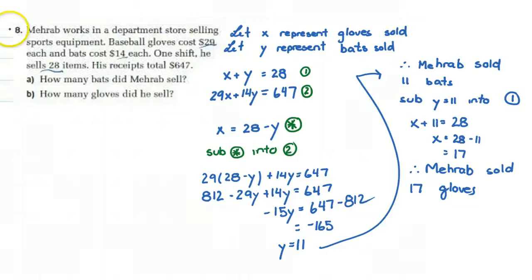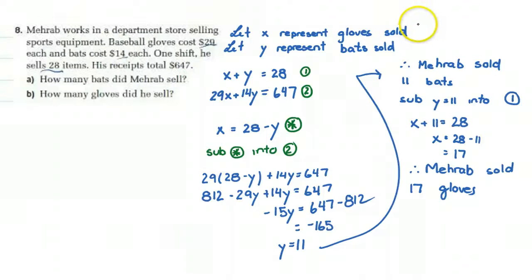So, Merab works in a department store selling sports equipment. Baseball gloves cost $29 each and bats cost $14 each. One shift he sells 28 items. His receipt totals $647. So we want to know how many bats did Merab sell and how many gloves did he sell. So this is a systems of equations problem, and what we're going to do is work through our 5 steps of a word problem and solve the system.